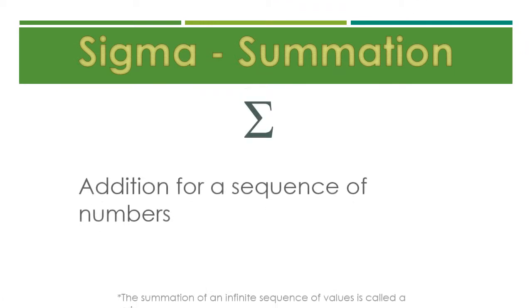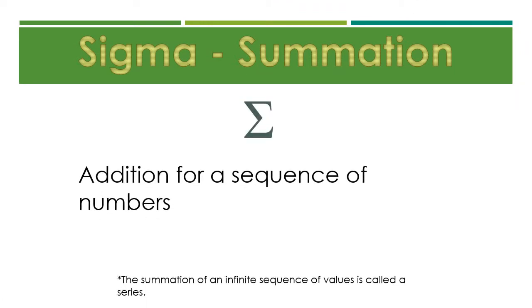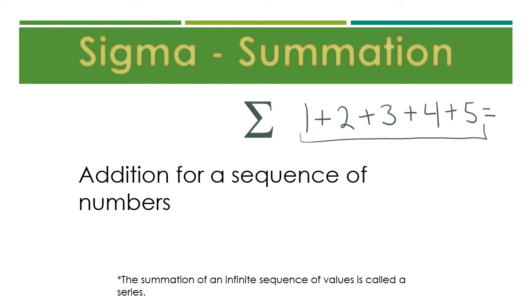This is sigma, and sigma represents summation notation. Summation is the addition for a sequence of numbers. So let's say we have 1 plus 2 plus 3 plus 4 plus 5. Okay, this is our series of numbers, and then our summation of our sequence of numbers would be 15.